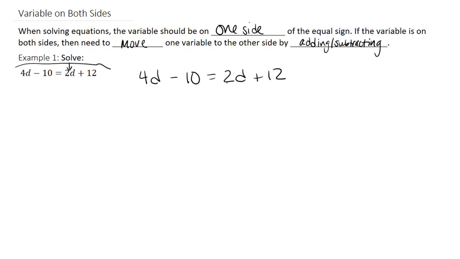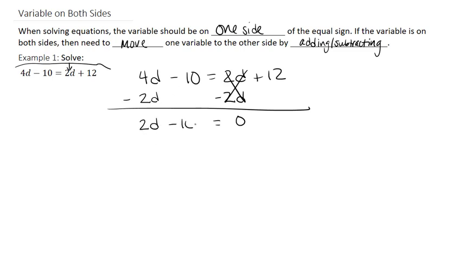Since we're going to move the smaller one, and this is positive, we're going to subtract, and we do this to both sides. We do it with the variable. So we have 2d minus 2d, which is equal to 0. We just removed it from the right-hand side and moved it to the left-hand side. Now we have 4d minus 2d, so we really just have 4 minus 2, which is equal to 2d. Then we have minus 10, this equal sign, and then we bring down that 12. So now we have 2d minus 10 equals 12.